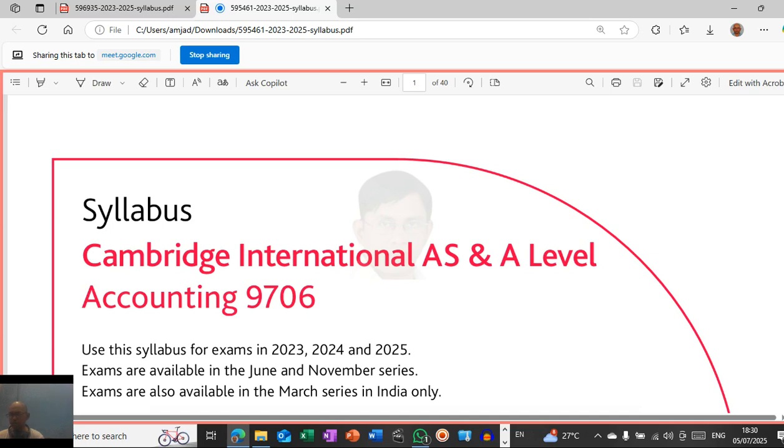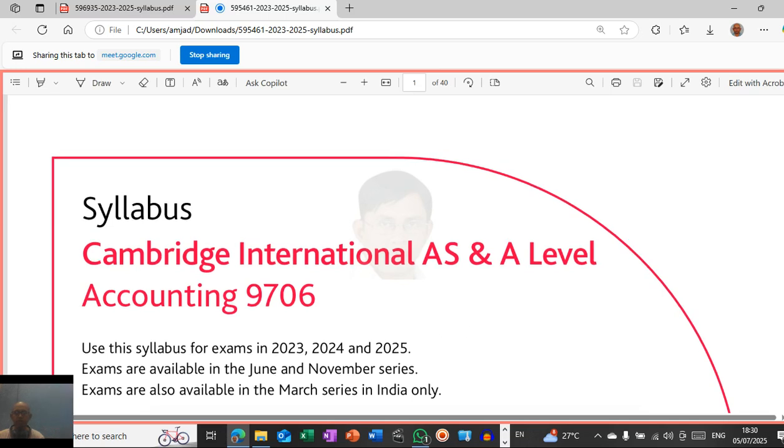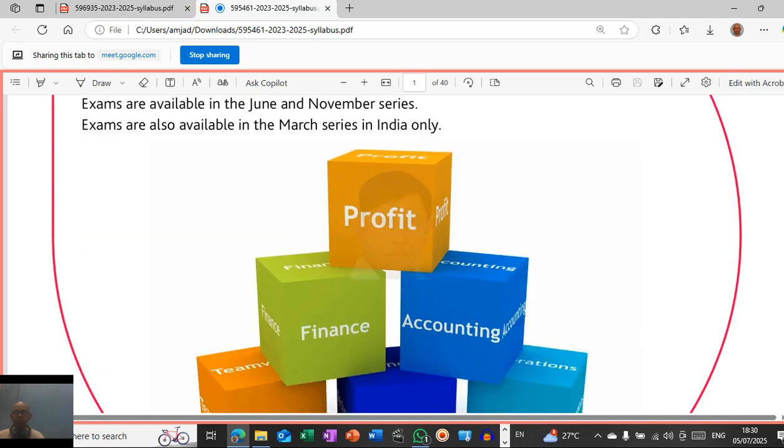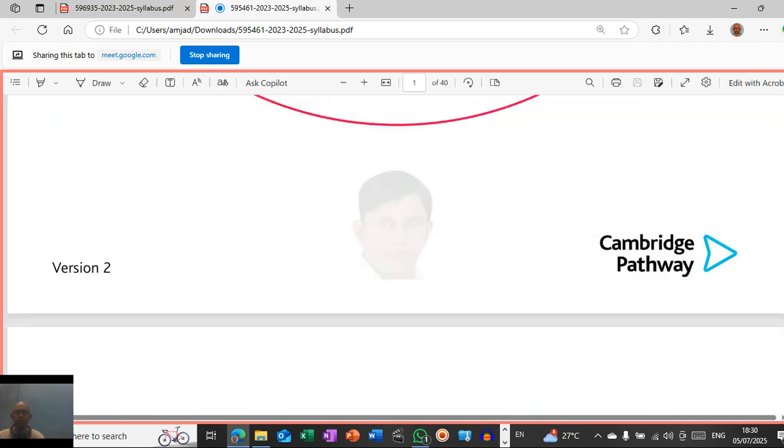Along with that, we will have the June and November series also. But in India, the March series is also there. So let us have an overview of what is there in AS level and A level.